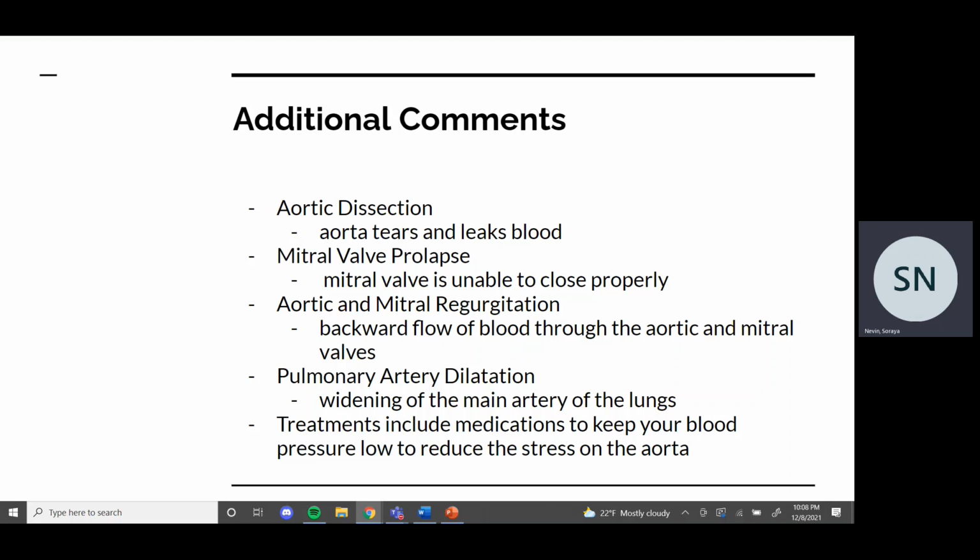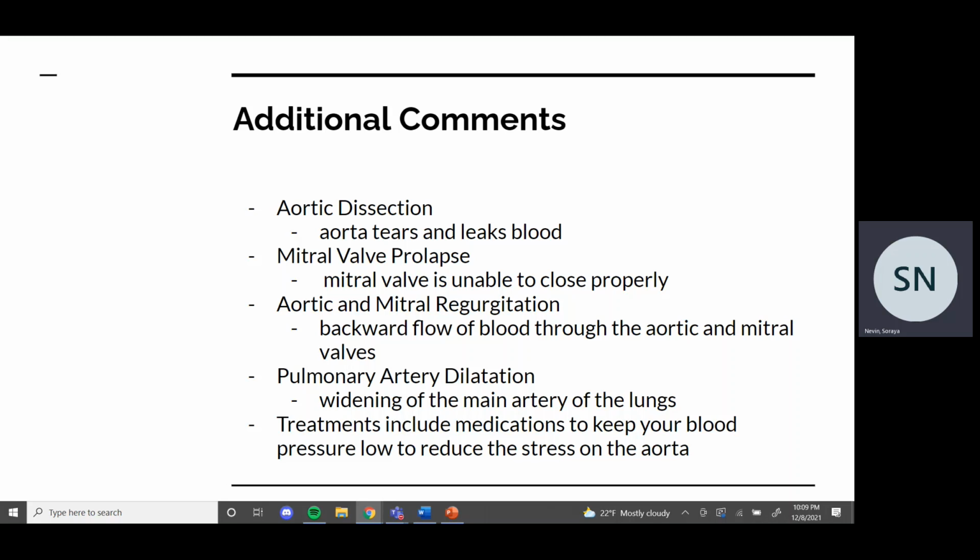Some additional comments are just other cardiovascular related issues that are found in people who suffer from Marfan syndrome. So you can have aortic dissection, which is when the aorta tears and leaks blood. You can have mitral valve prolapse, which is when the valve is unable to close properly, and you can also have aortic and mitral valve regurgitation, which is when the blood flows back through the valves.